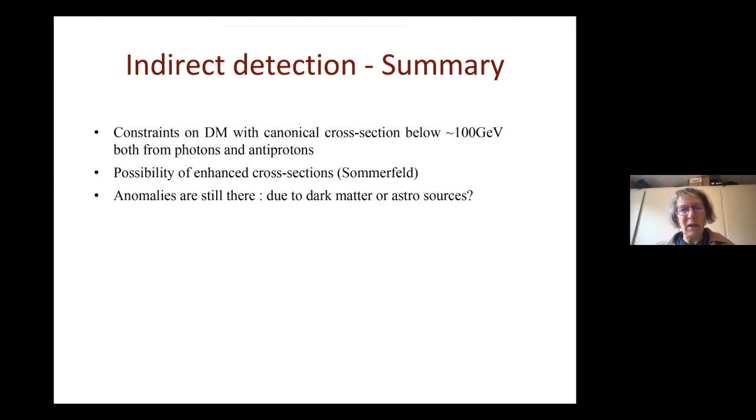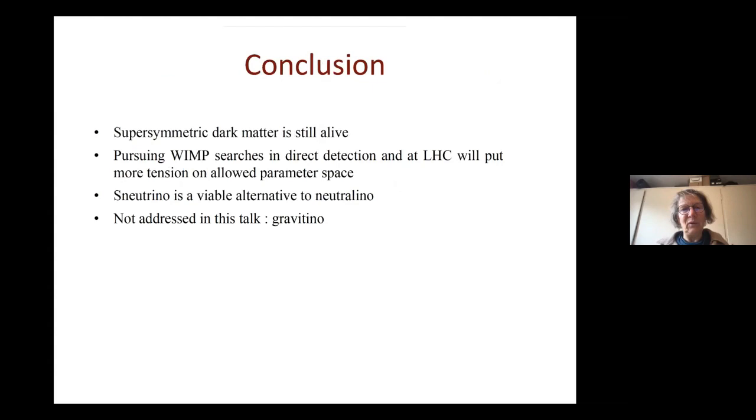I should also say that there have been anomalies observed there, but as far as I'm concerned, it is not clear now whether they are due to dark matter or some astrophysical sources. So for the moment, I don't want to treat that as a signal of dark matter. So to conclude, supersymmetric dark matter is definitely still alive, and pursuing WIMP searches in direct detection and at the LHC will put more tension on the allowed parameter space.